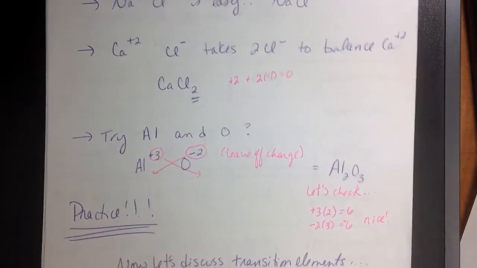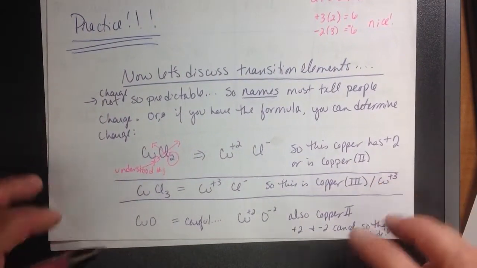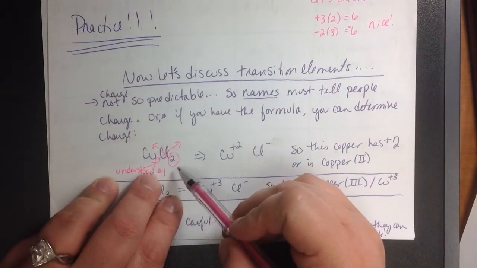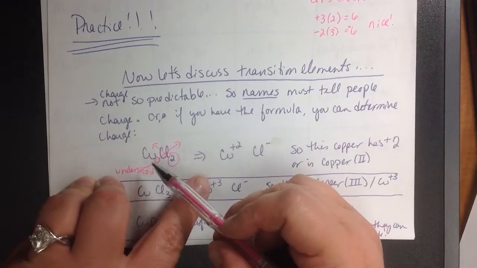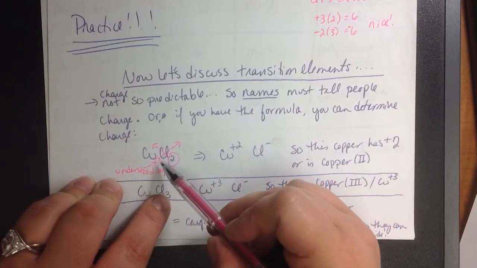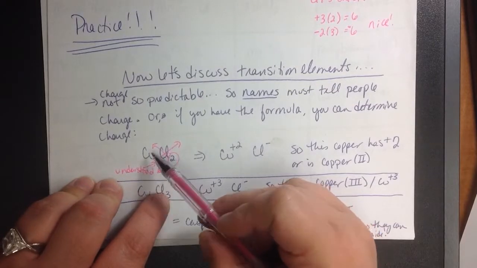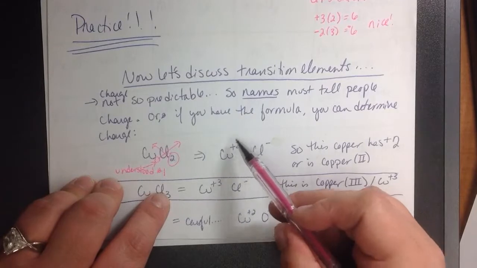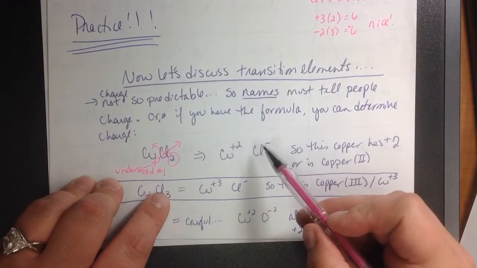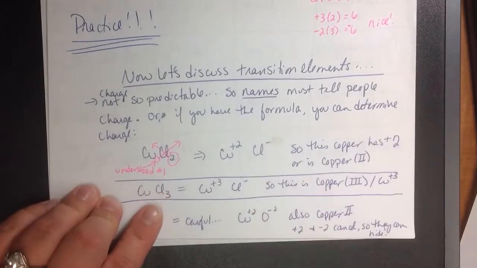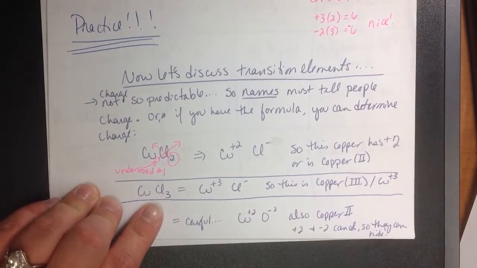So let's try this. If you have copper, CuCl2, the same way we can flip down, we can flip back up, because this is an understood 1, since there's nothing here. 2 goes up, 1 goes up. That means that copper is a +2 charge. Chlorine here is a minus charge. You knew that, so that's good.